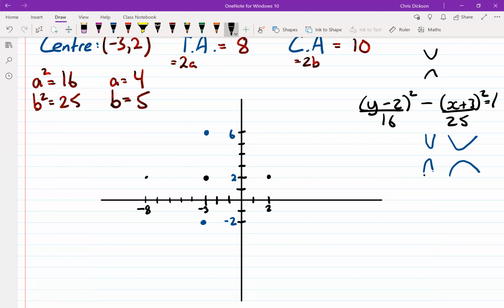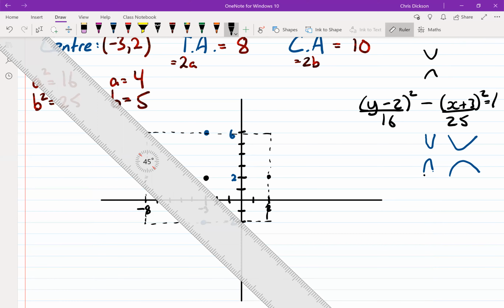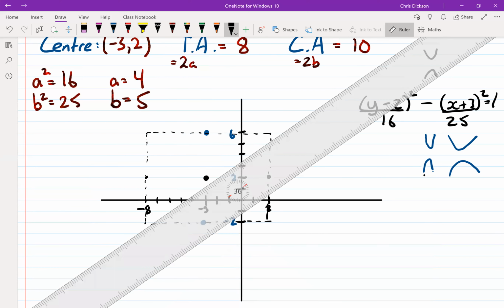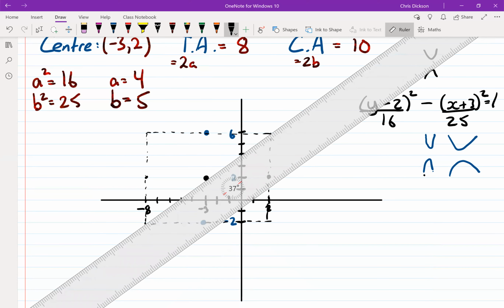And now what I'm going to do is create a box. I'm going to use a dash line here because it's not really the function. And if you notice, what I'm creating here is a rectangular shape that has the dimensions of the conjugate and transverse axes. So the distance from top to bottom is 10, sorry, is 8, and the distance from left to right is 10 here. And now what's going to be true here is if you use a ruler and you do the diagonals of this box, they'll pass through the center.